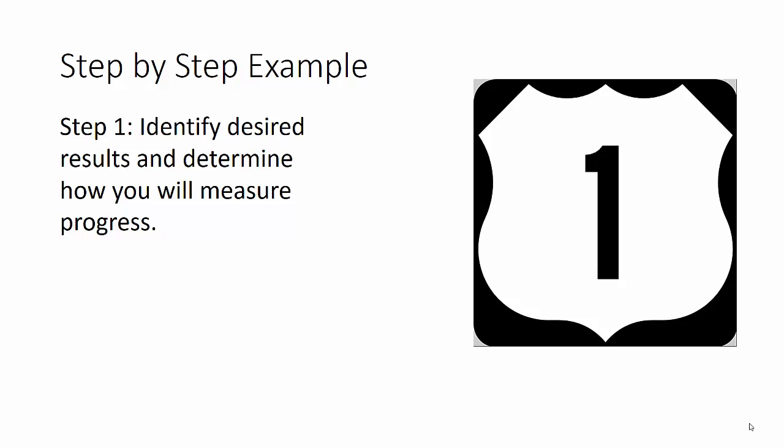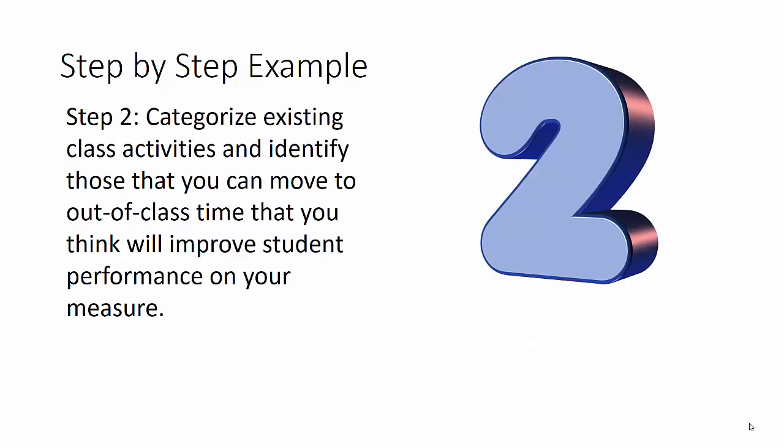A measure for this would be the instructor would create a course roster and then just use tallies next to student names to indicate good participation or substantive interaction in that in-class discussion. So it's just a simple paper recording of student engagement. Step 2 then is to look at the existing class and identify an activity that could be moved.